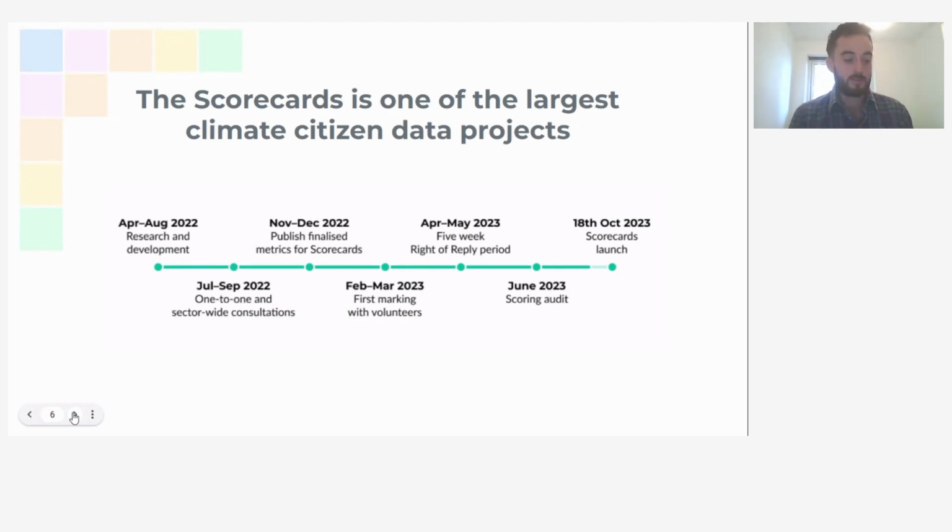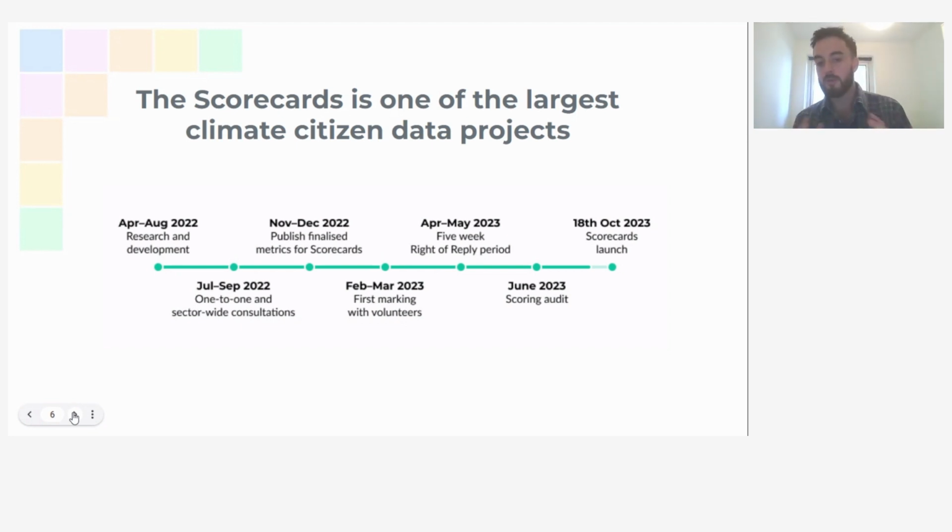What's unique about this project as well is we engage councils quite a lot. So we send the councils their first mark with a chance to respond. That's the right of reply period. And this year we had an incredible response rate with 74% of UK councils responding in the right of reply. So almost 3/4 of UK councils actually responding. And that's double the number that responded in the plan scorecards.